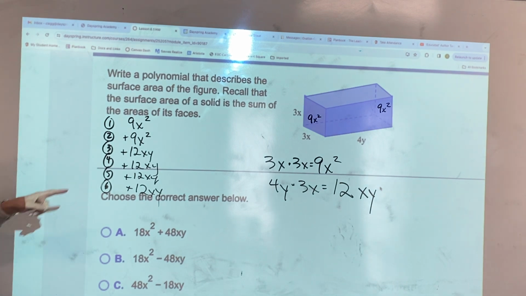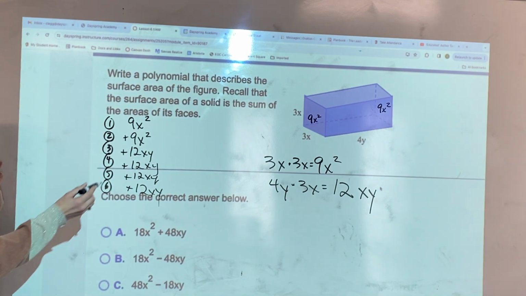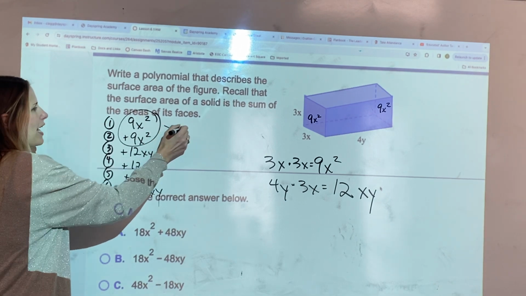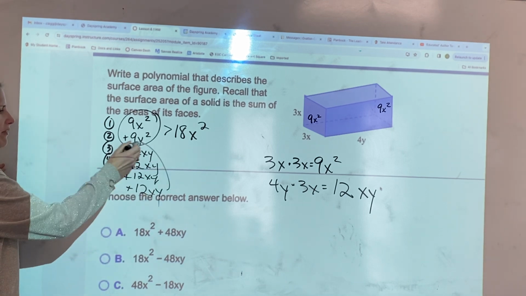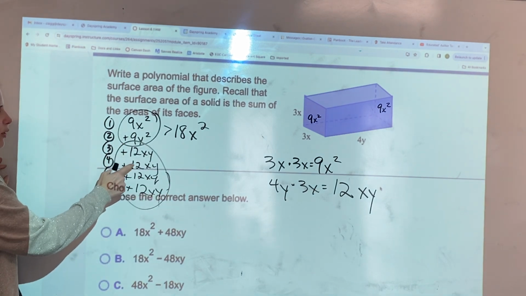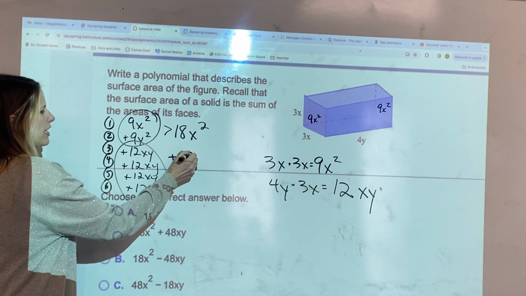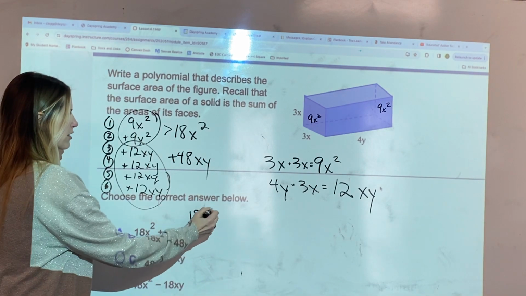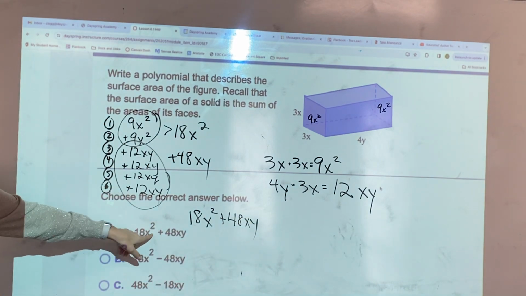Okay, now, this is why I don't really like the vertical method, because when I line them up, they're not all the same term. The only ones I can add together of the x squared are those, and that would be 18x squared. Then I have 12 plus 12 plus 12 plus 12, which is 12 times 4, which is 48. So I have positive 48xy. And then I just write that. 18x squared plus 48xy.